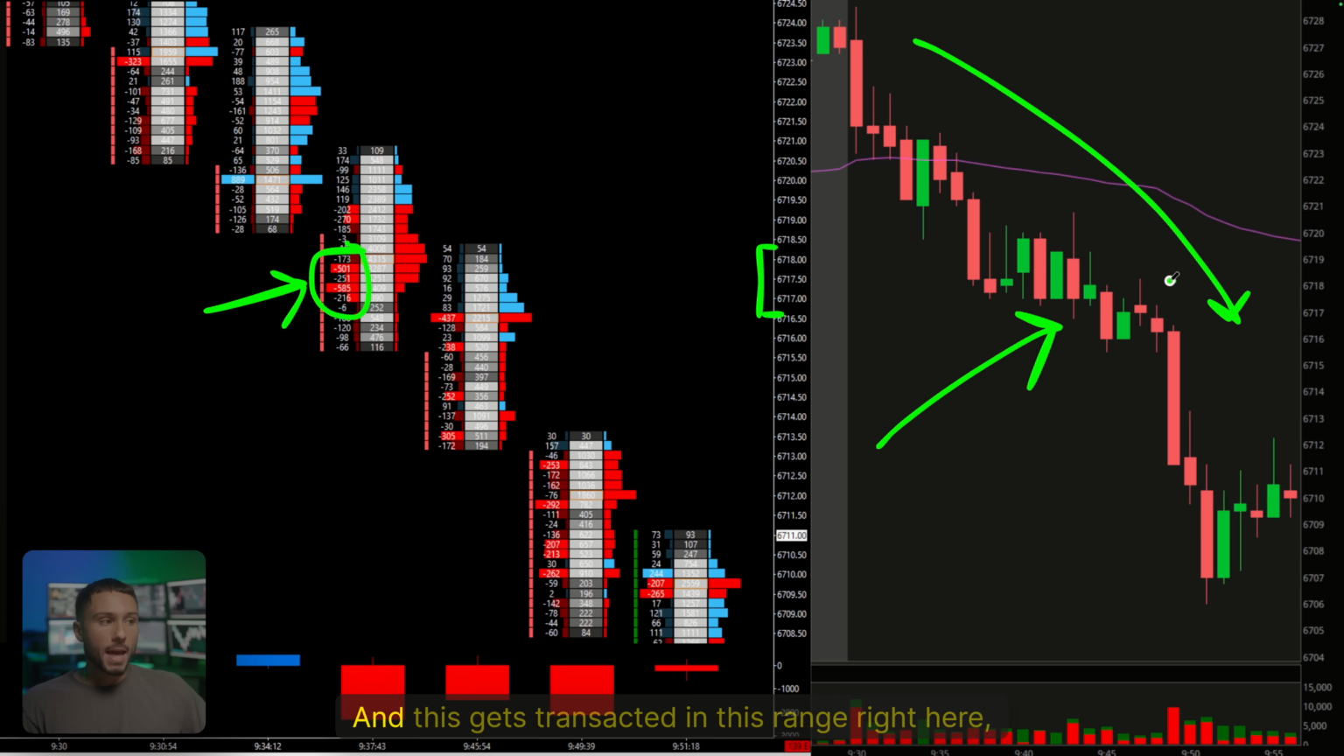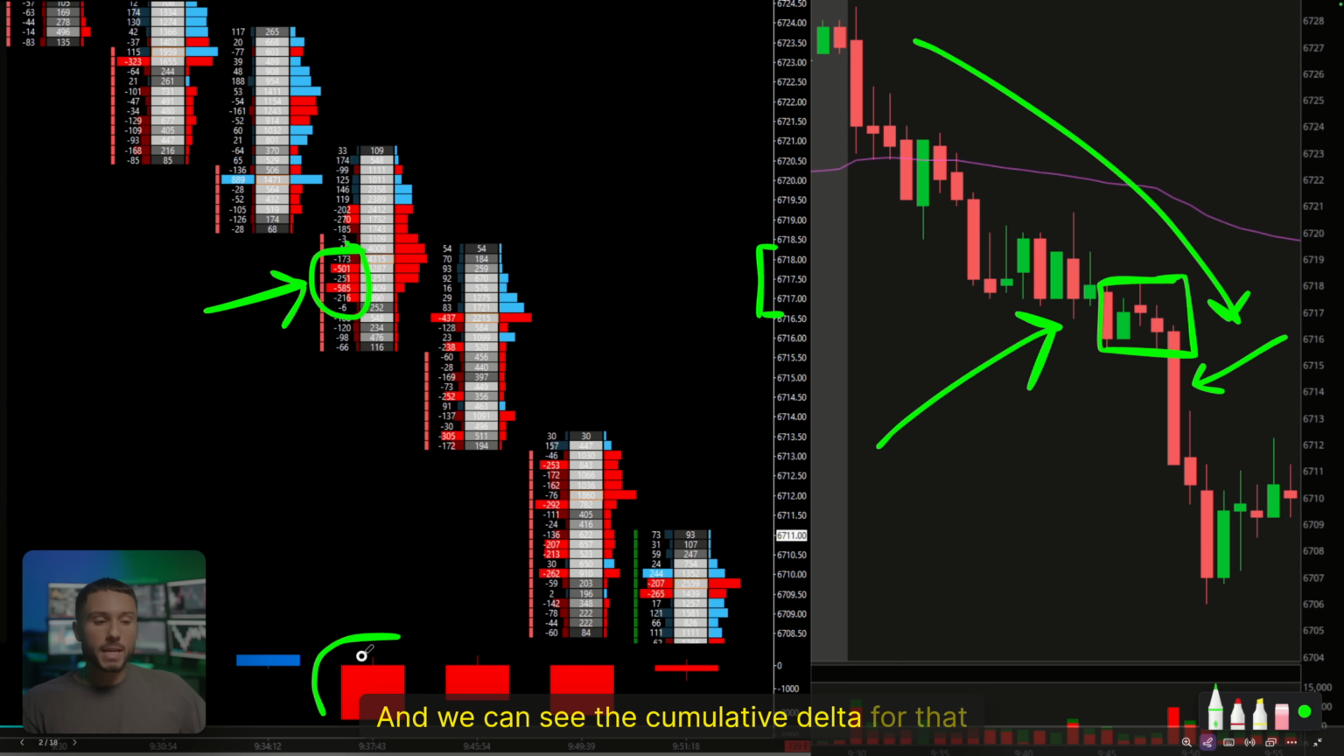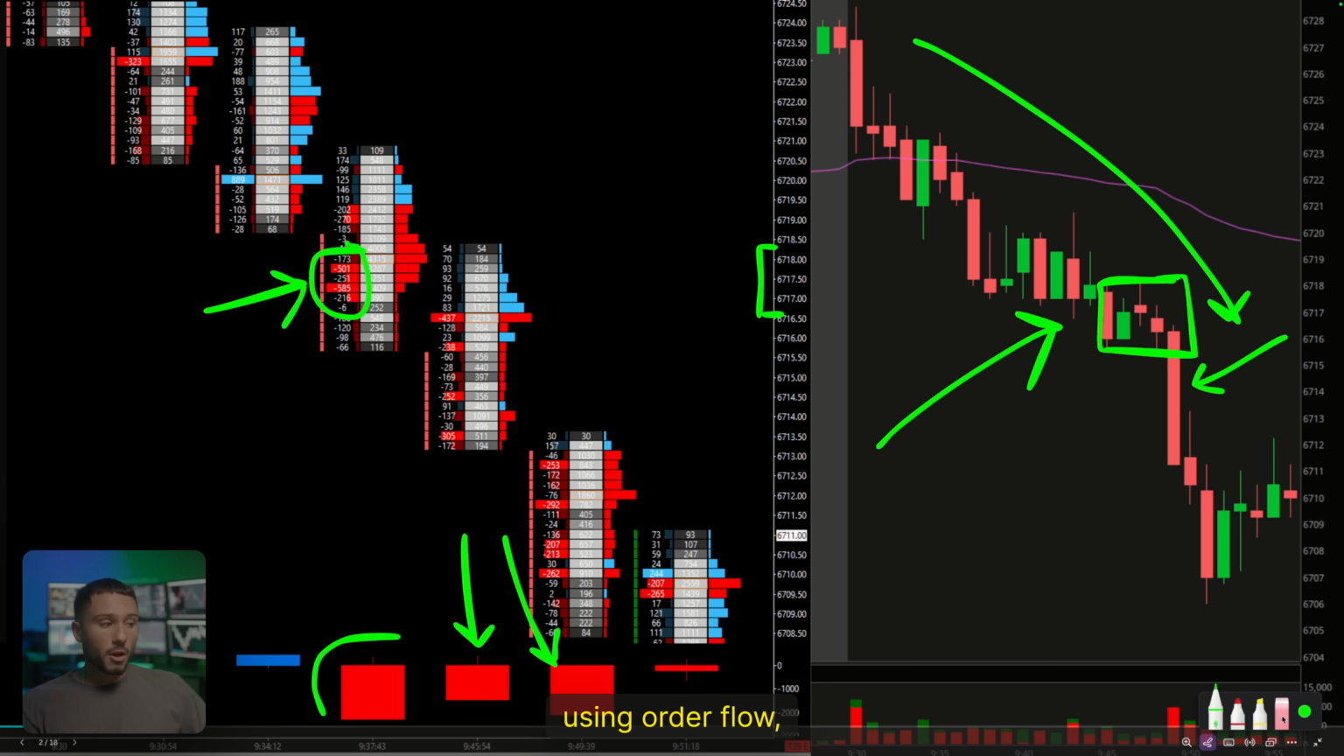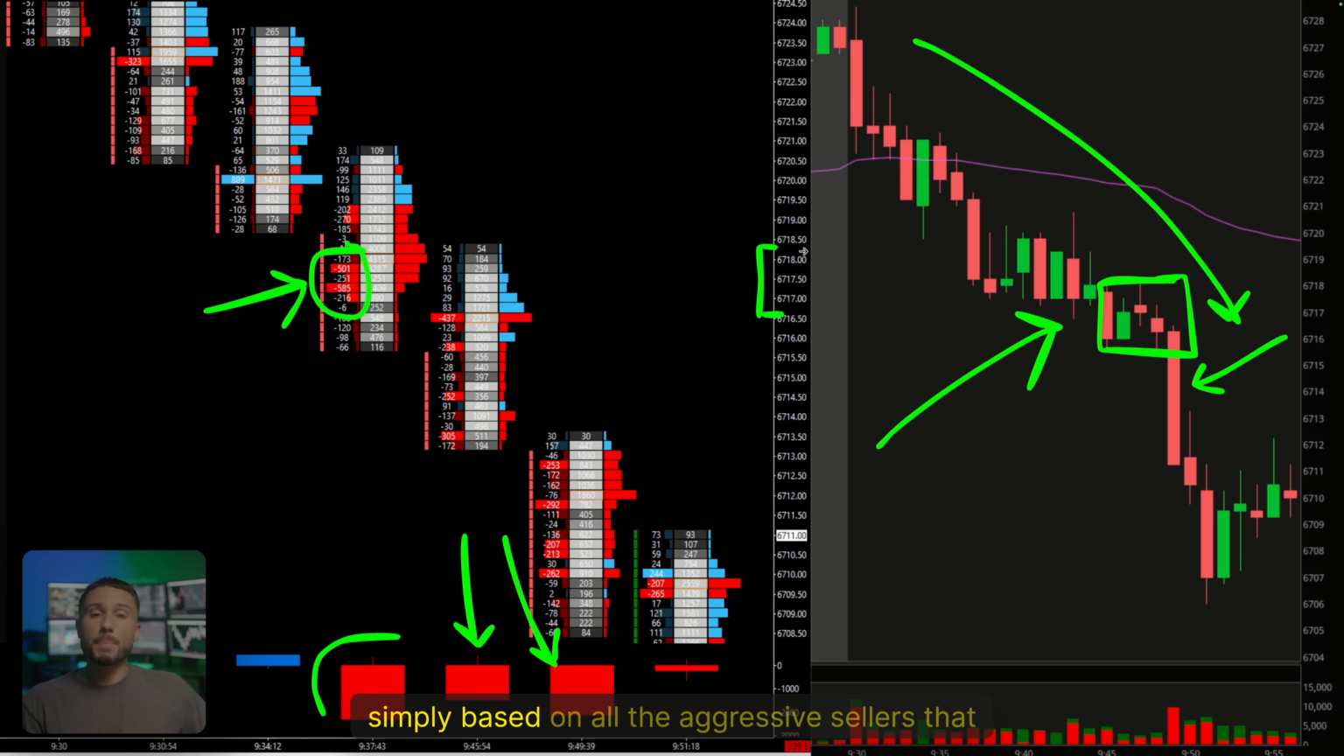are coming into the market, and this gets transacted in this range right here, followed by this aggressive sell-off, and we can see the cumulative delta for that specific bar also expand, meaning the selling volume is expanding to the downside. In this context, using order flow, we can say that the sellers have complete control under this 67.18 level, simply based on all the aggressive sellers that have caused the market to move down.